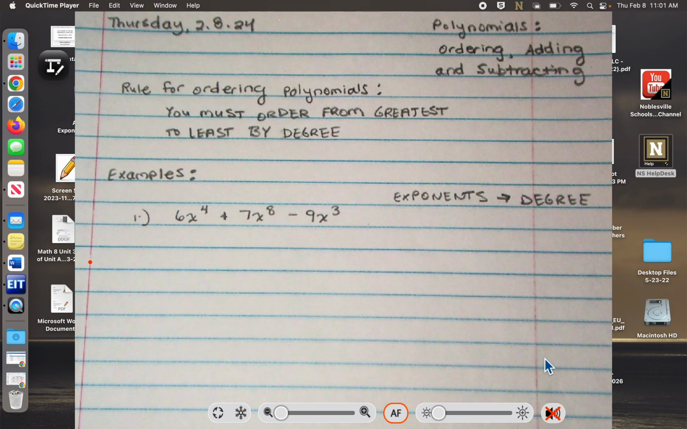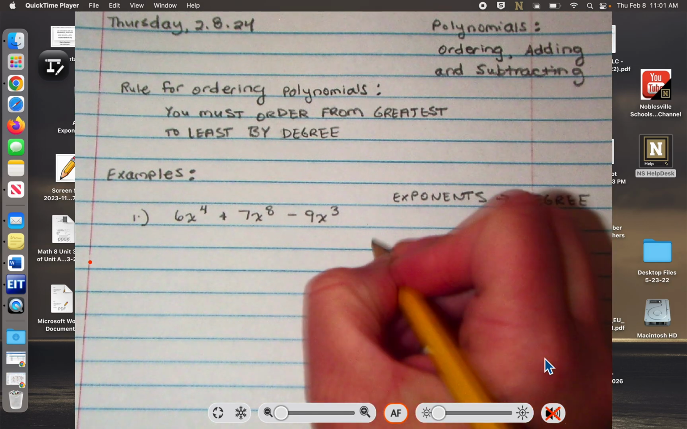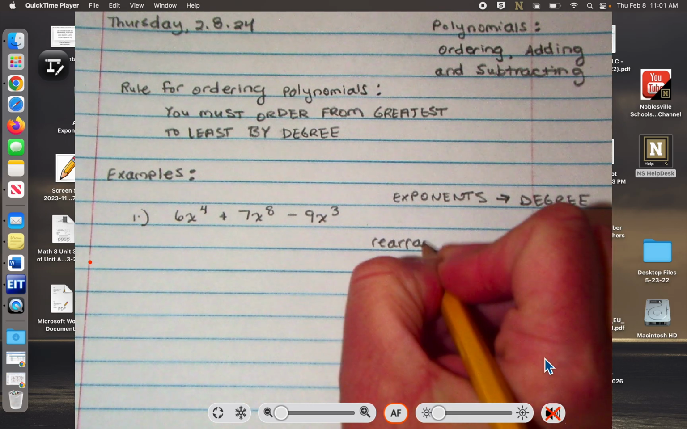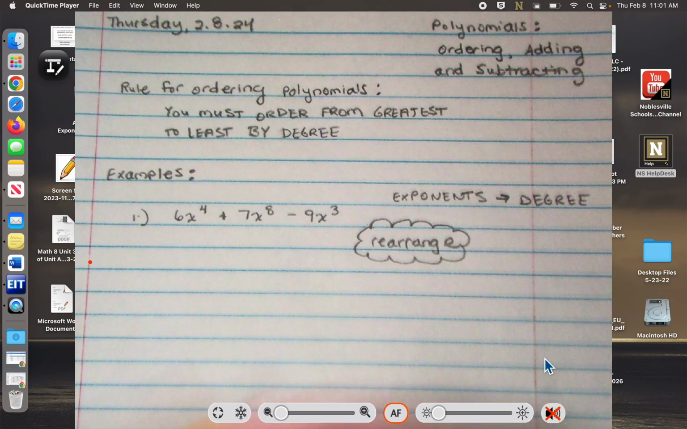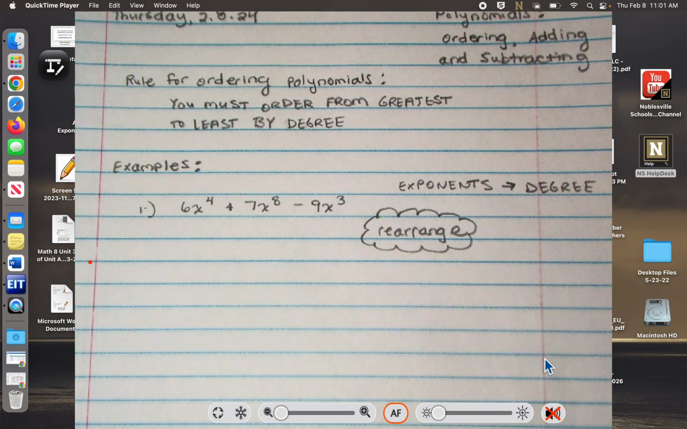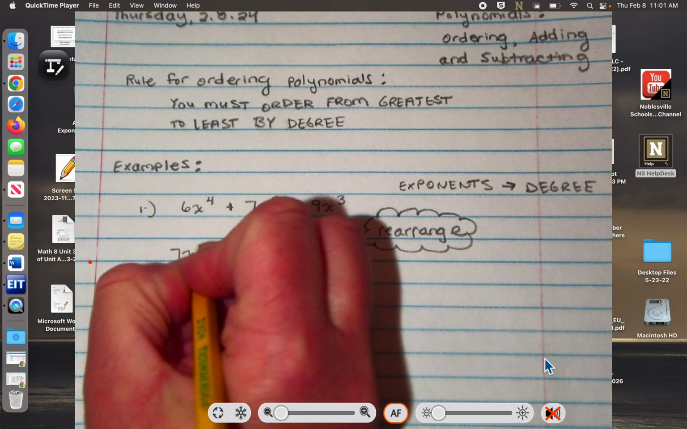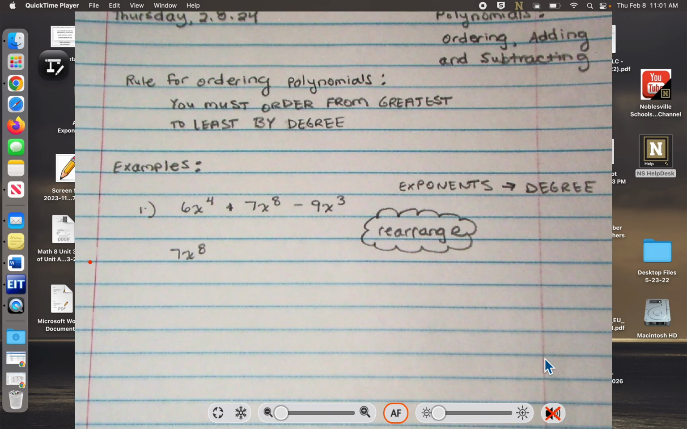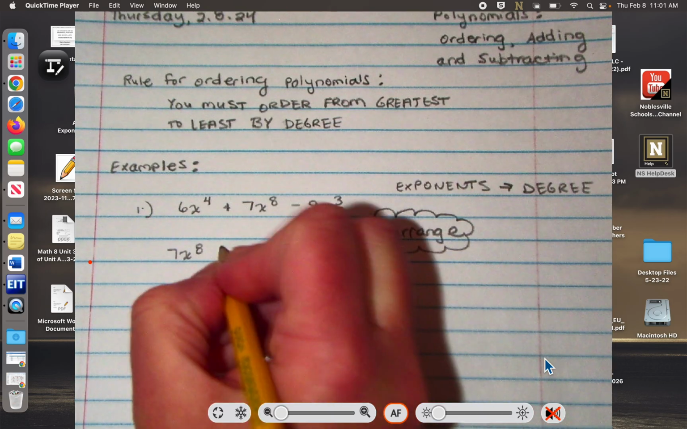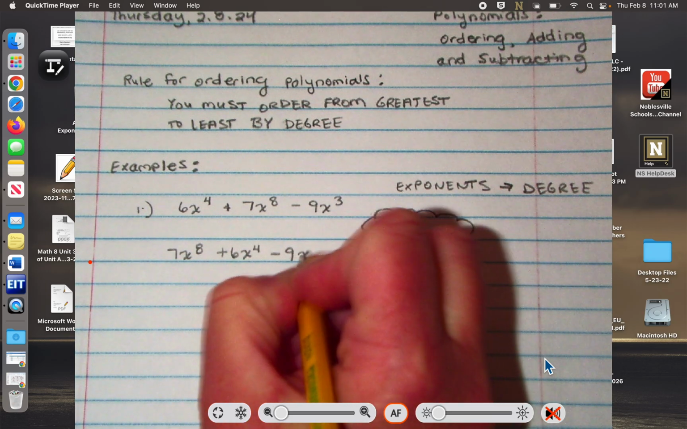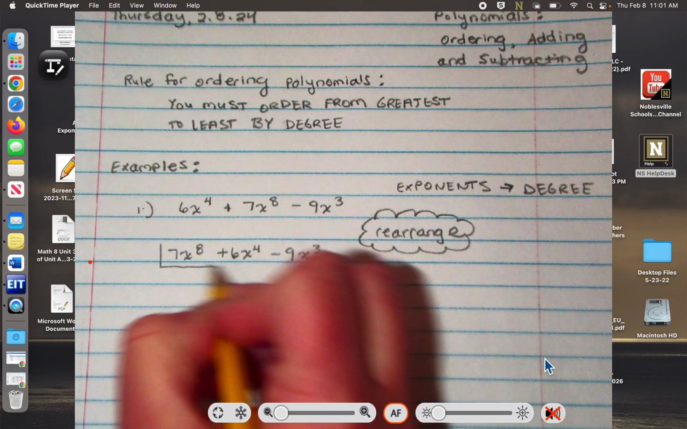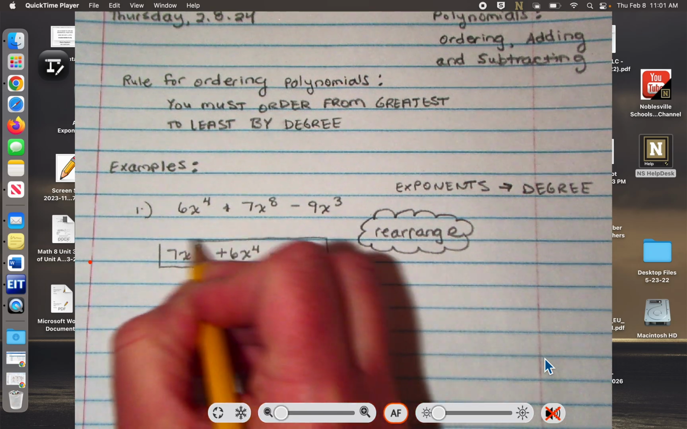Okay, so if I were going to rearrange this, which is what we do when we are ordering exponents, what would be my first term? Judah? Yep, 7x to the 8th. What would be my next term? Plus 6x to the 4th. And then I'd have 9x to the 3rd. Yes.